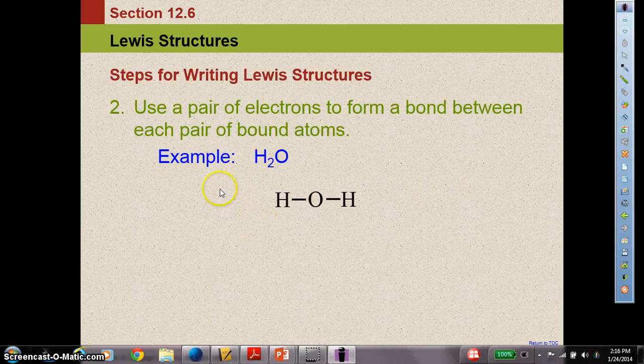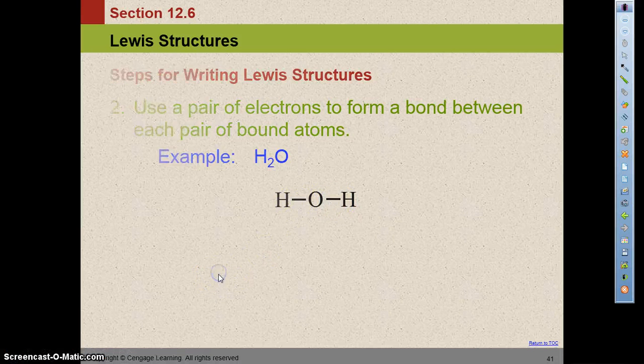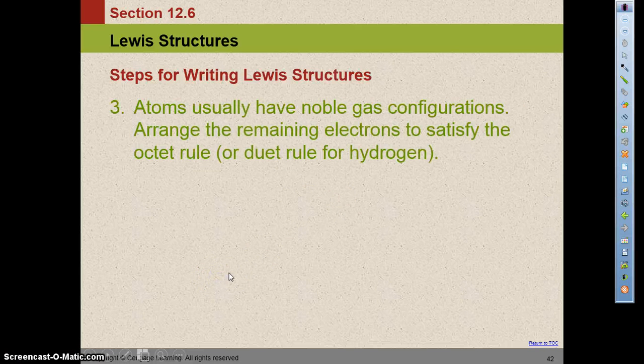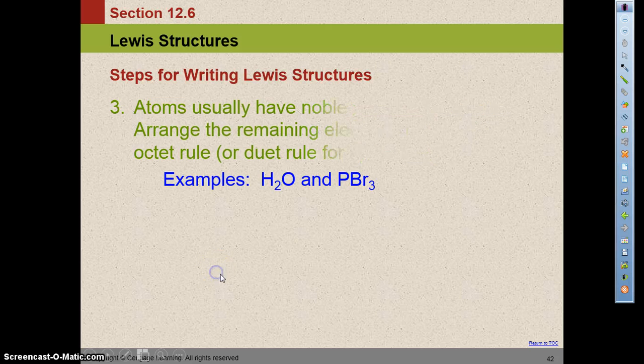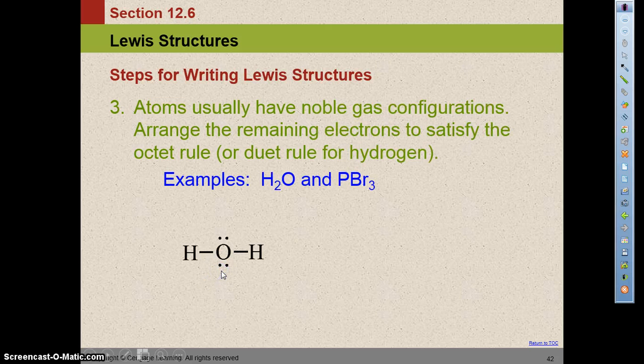On the second step, what we're going to do is use electrons to bond those atoms together. So we're going to put a bar here, and 1 bar equals 2 electrons. So here's 2 electrons here and 2 electrons here that are being shared in order to form the Lewis dot structure. The other thing is atoms usually have noble gas configurations, and we're going to arrange the remaining electrons to satisfy the octet or the duet rule.